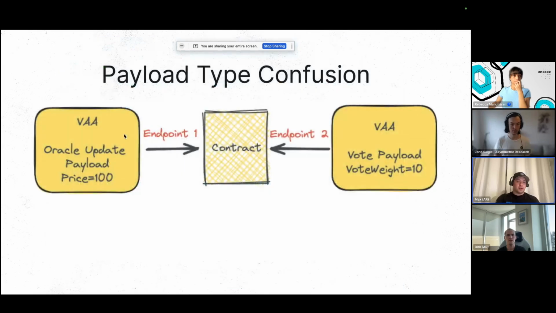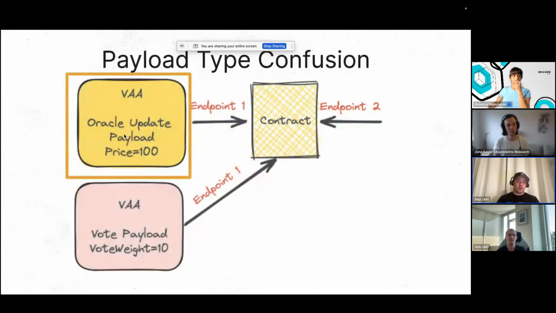Another weird thing to consider is payload type confusion. Before, when we were talking about VAAs, we had the Oracle update payload, and that was it. But it's common for us to have multiple different types of payloads, such as when John was talking about the Wormhole token bridge having 3 different types of payloads. For our new example, we're going to have the Oracle update for payload 1 and then the vote payload for payload 2. In this case, they both use a UINT 256 where one is the price and one is the vote weight.